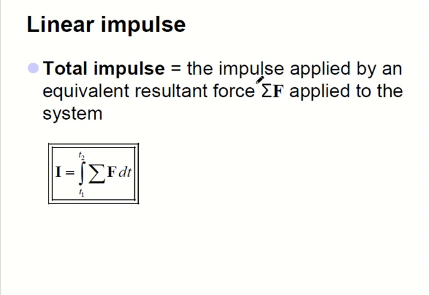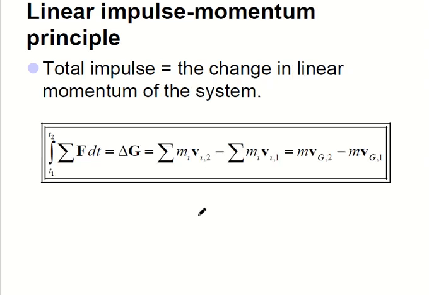We're going to take the total, so the impulse applied by an equivalent resultant total force applied to the system. Here this is not for just one particle or rigid body; it is made of many particles in that rigid body. So for total impulse, we're looking at the change in linear momentum of that system. We do the same thing: our interval, our sum of forces, is equal to the change in momentum.